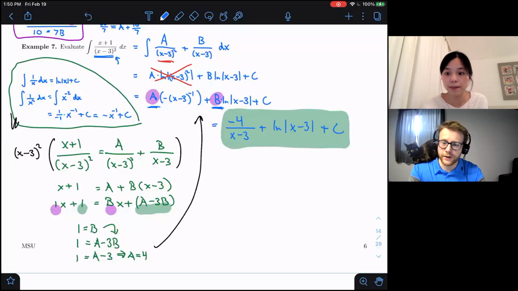So in today's class, we're finishing up 7.4, which was about partial fractions. Remember, partial fractions are used anytime you have a rational function. It's a good idea to at least think about partial fractions.